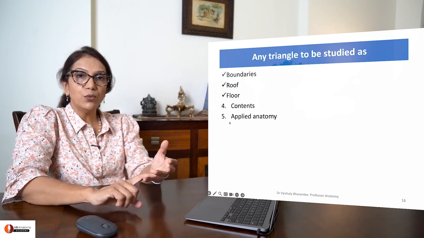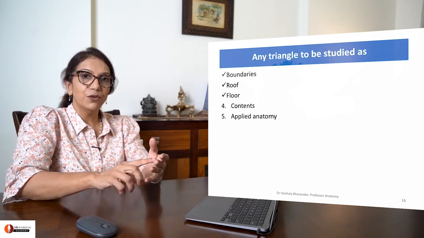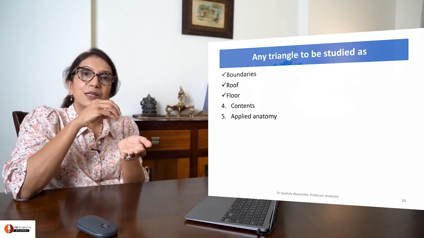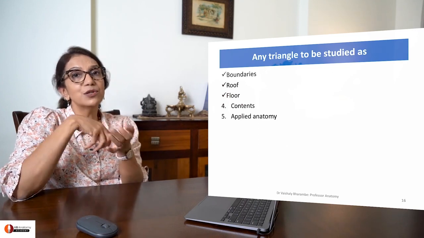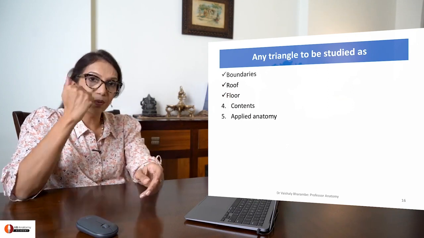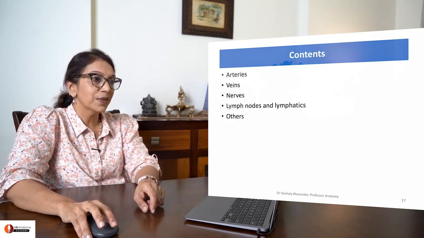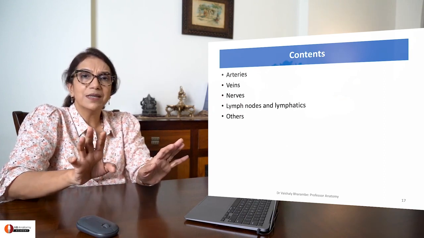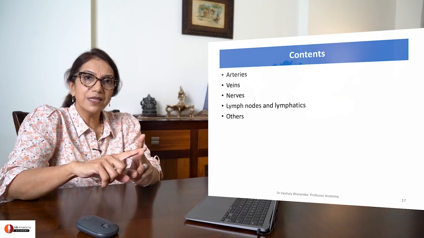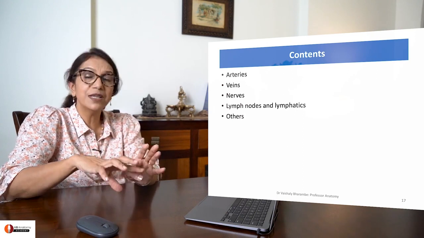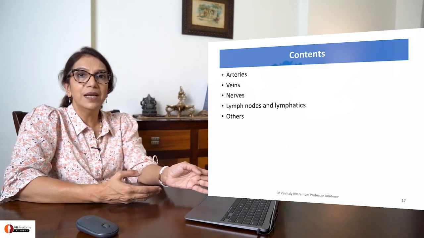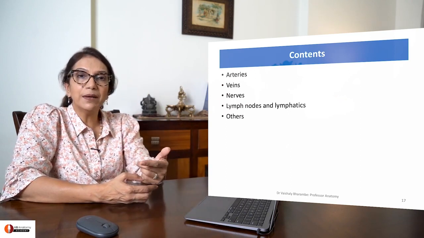So we're done with the boundaries, roof and floor. So our triangular box is complete. Open it and let's see what are the contents of the box. Okay, so let's go to the contents. See, most of the triangles will give you the same contents. There will be arteries, there will be veins, there will be nerves, there will be lymph nodes and there will be some other structures. So let's follow the same pattern. It also helps you to remember better.